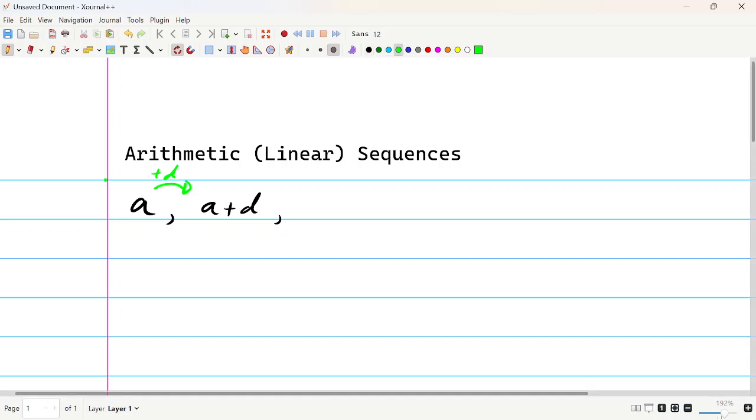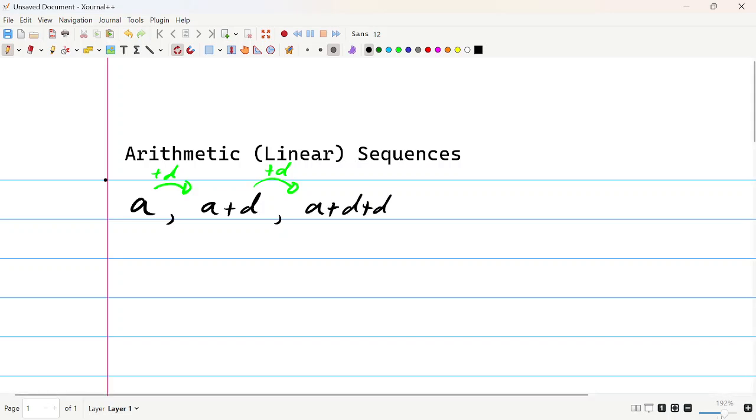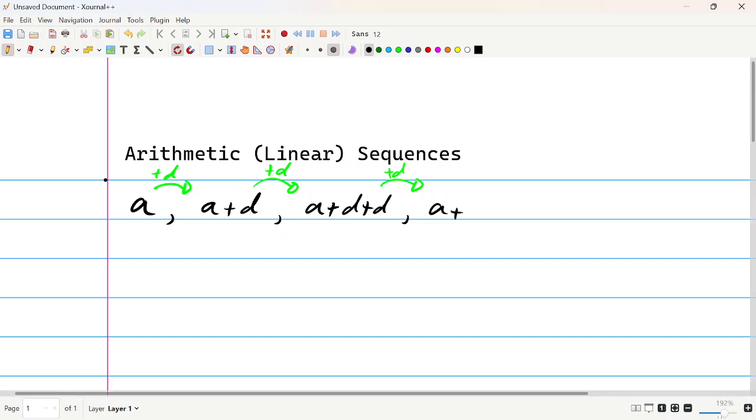But what if we keep that difference the same over and over? We're going to add D again, and we call that our constant difference. So that's going to be A plus D plus D. And if we add another one, and so on, we are going to keep adding D constantly until we get to our final term, which is just going to be A plus D plus D plus D, and then we can continue adding from there.